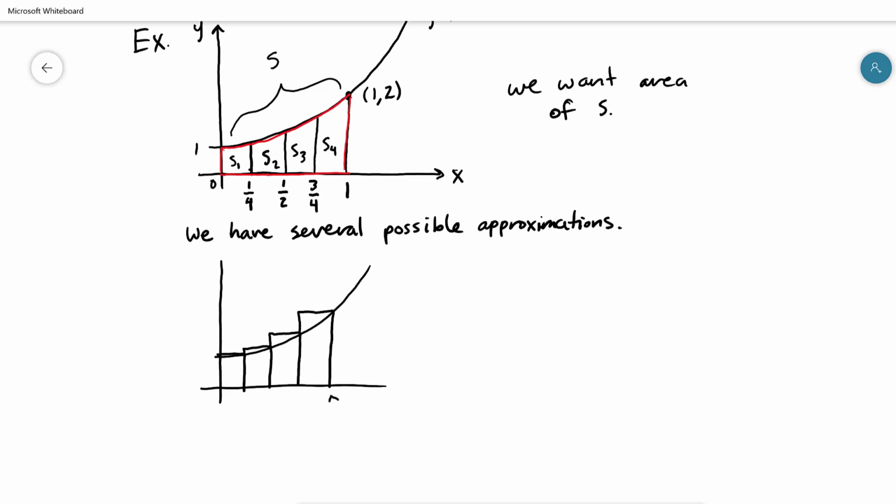So I'm using the right endpoints to pick out the height of the rectangle. Again, I'm using the right side of this box to pick out the function value of the actual curve there. Here's our y equals x squared plus 1. And I'm using the height at the right end of each interval to pick out what the height should be. So we're using all the right endpoints for the heights.